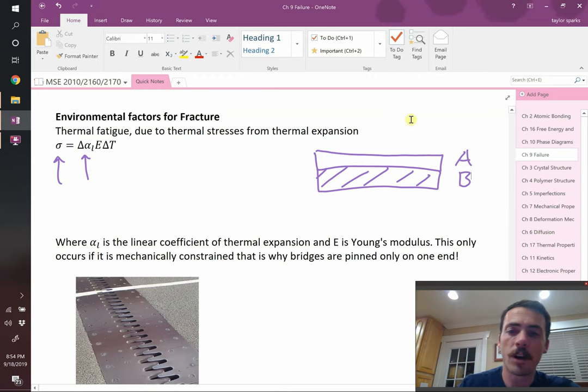E is the modulus of the material. That's the elastic modulus of the material that fractures. Of either material, you can calculate it in. And then delta T is the change in temperature. Okay, so we will talk more about this a little bit later.